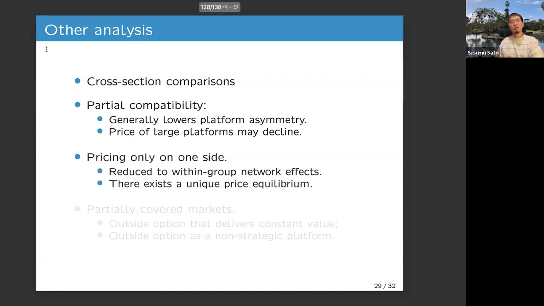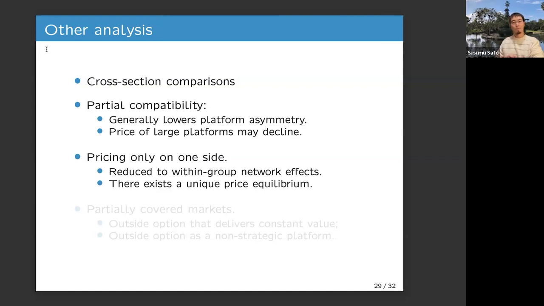We also consider an extension, another model where platforms set prices only on one side. In our model, this setting is reduced to the case of within-group network effects. And we show that there exists a unique price equilibrium and comparative statics can be easily done with the within-group network effect model.